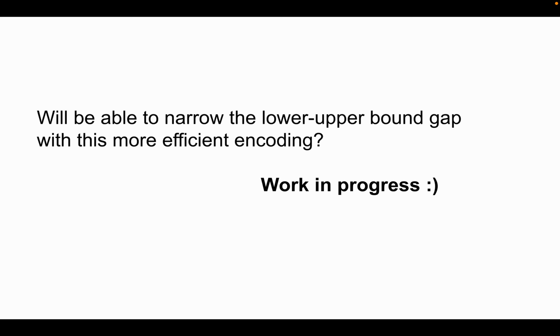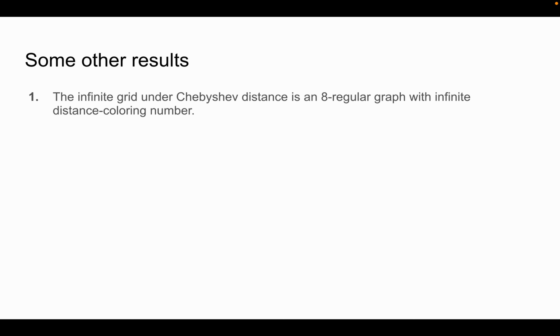The main piece of work in progress that we have is to see whether this more efficient, more compact encoding will allow us to narrow the gap between the lower bound and the upper bound for the distance coloring number of the infinite grid. Let us now, to conclude, present some final results concerning other related problems.